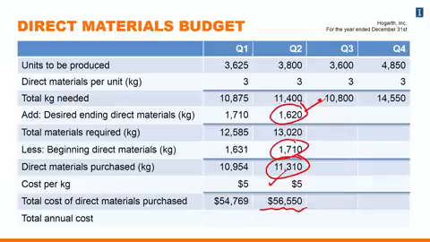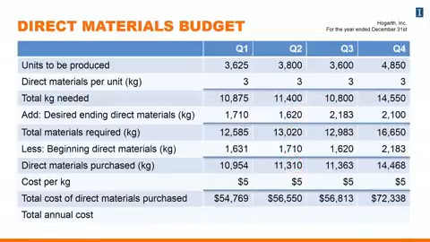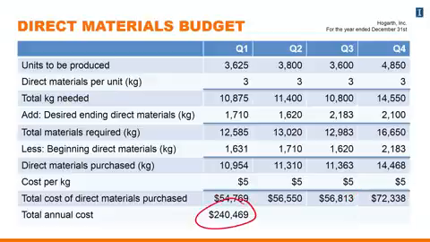We can continue the same process for quarters 3 and 4, calculating the cost of materials that we will purchase in those particular quarters and sum up all 4 quarters' purchases to calculate the total annual cost, $240,469. So now let's turn to the direct labor budget.